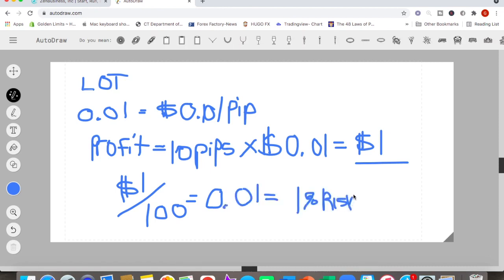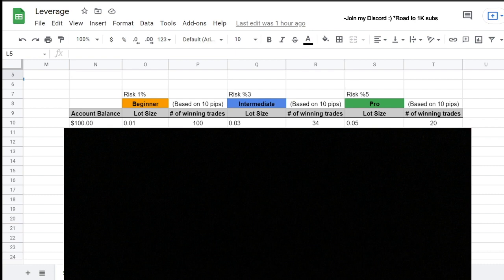Same thing with risking 3% if you're in the intermediate stage. A 0.03 lot size is 30 cents per pip. So if you're going for 10 pips times 30 cents, that equals $3, and $3 is 3% of $100. So the max you're risking is 3%. Next we have the pro: 0.05 is 50 cents per pip. If you're going for 10 pips, that's $5, and $5 is 5% of $100.